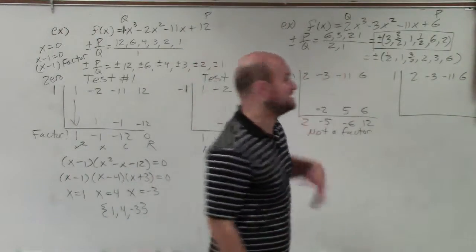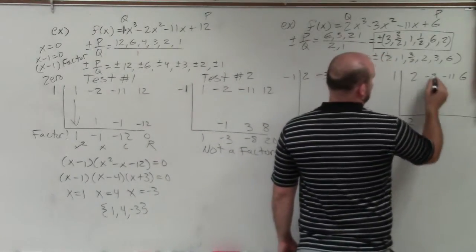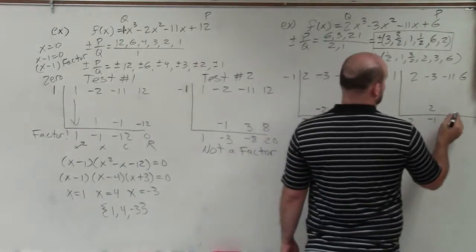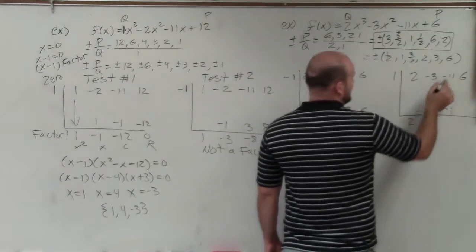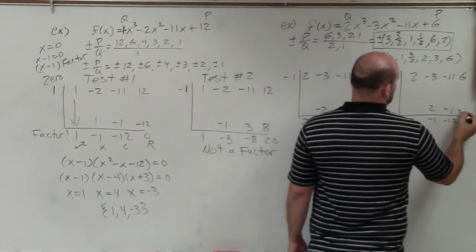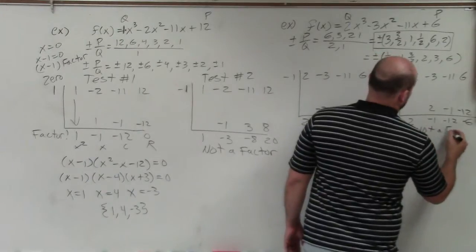OK, so let's try a positive 1. Bring down the 2. 2 times 1 is 2. Negative 3 plus 2 is going to be a negative 1. Negative 1 times 1 is going to be a negative 1. Negative 11 plus negative 1 is negative 12. Negative 12 times 1 is going to be a negative 12. That gives you negative 6. Not a factor.